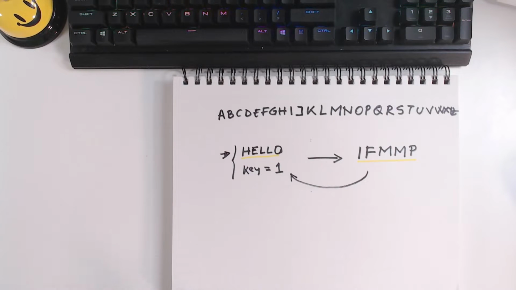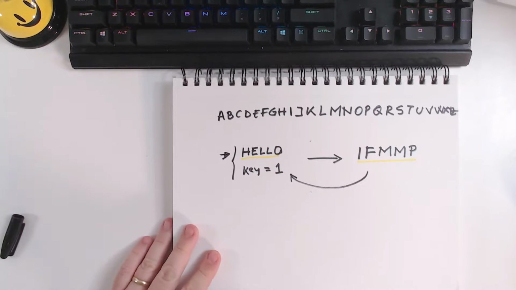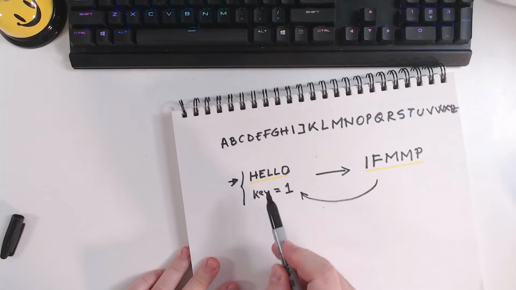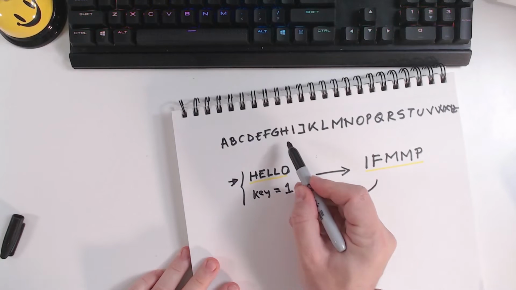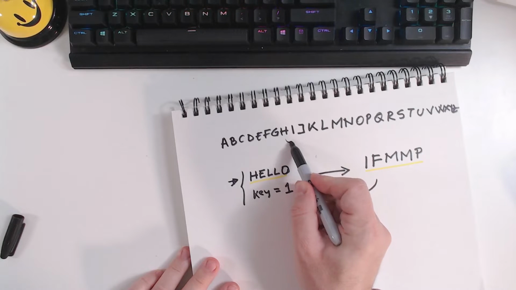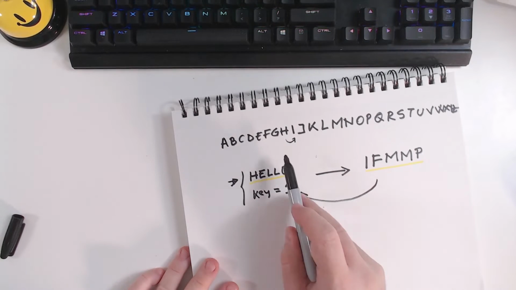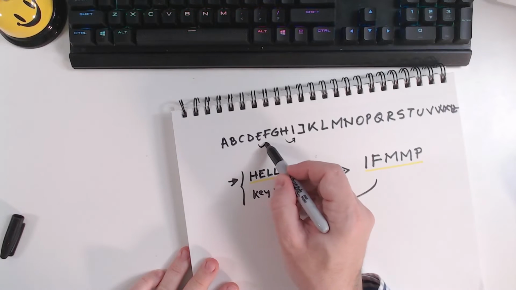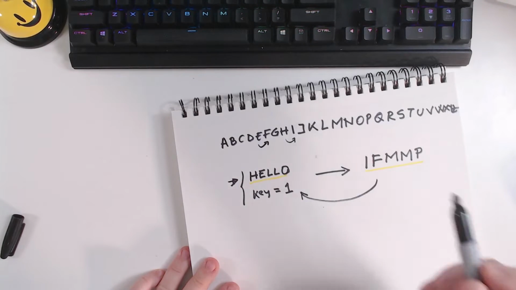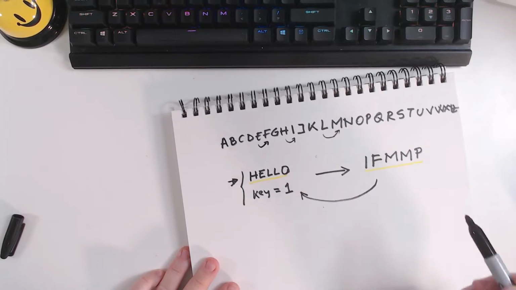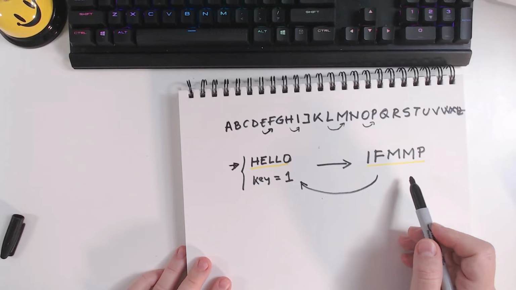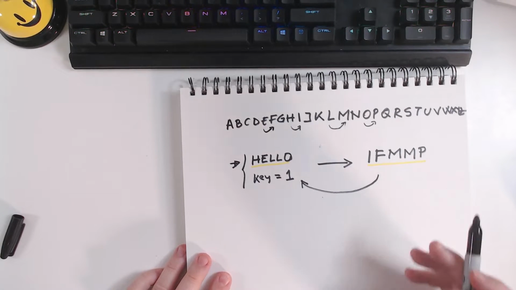Don't trust your most private data to it. It's not that secure. The way it works, this key is basically telling us how we shift the letters. So if we're looking here at the alphabet and we choose the key 1, we are shifting to the right by one. So H becomes I, E becomes F, L becomes M, and O becomes P, right? So that's why we ended up with this text.